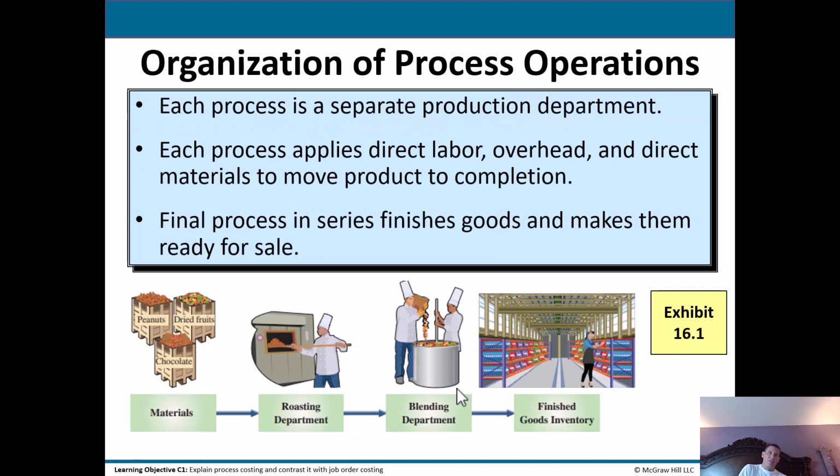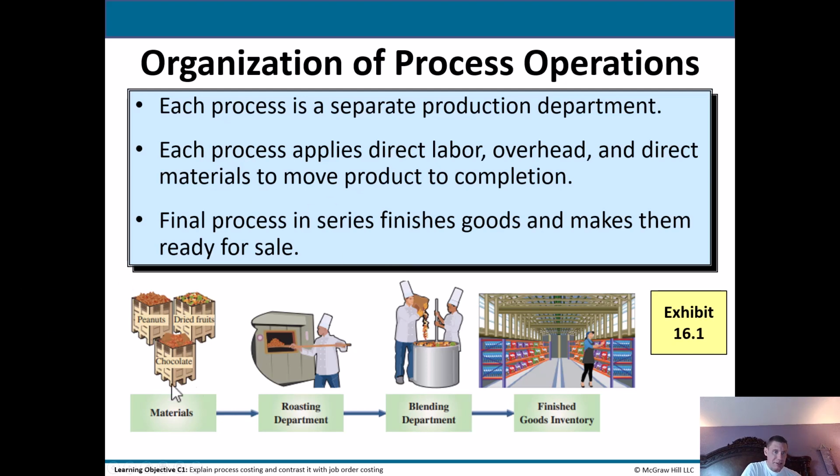So the organization of process operations. Each process is a separate production department. Think of Department A just does one thing, that's all they do, and then the units get done in Department A, go over to Department B, and then Department B just does something else as well. So the variance is by departments, right? Each process applies direct labor, overhead, and direct materials to move the product to completion, just working its way through this series of departments. The final process in the series finishes goods and makes them ready for sale.